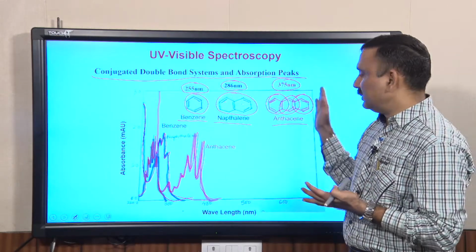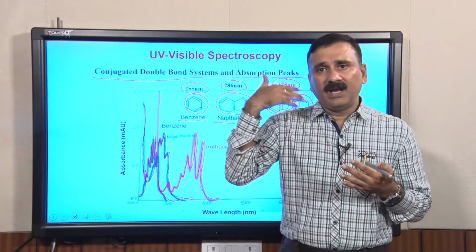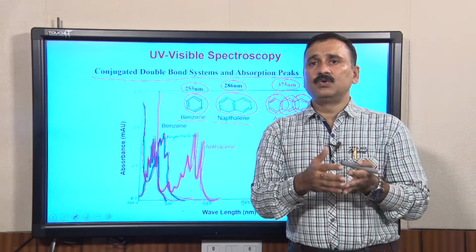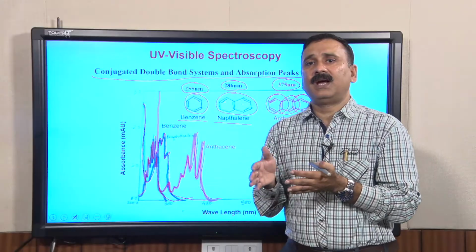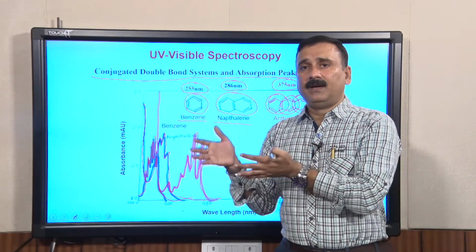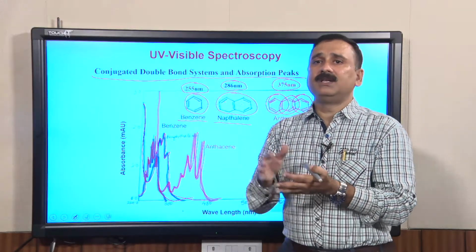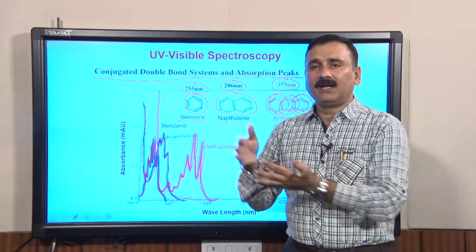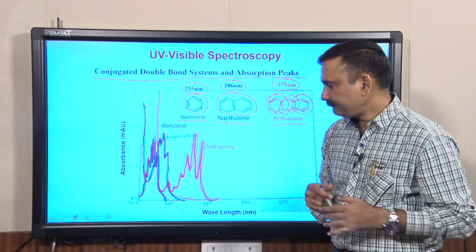And when you move to the three ring systems, you are again bringing some more relaxation. As a result, the electrons are going to show the electronic transitions at an even lower energy, and as a result it is going to show you the electronic transition at a larger wavelength.